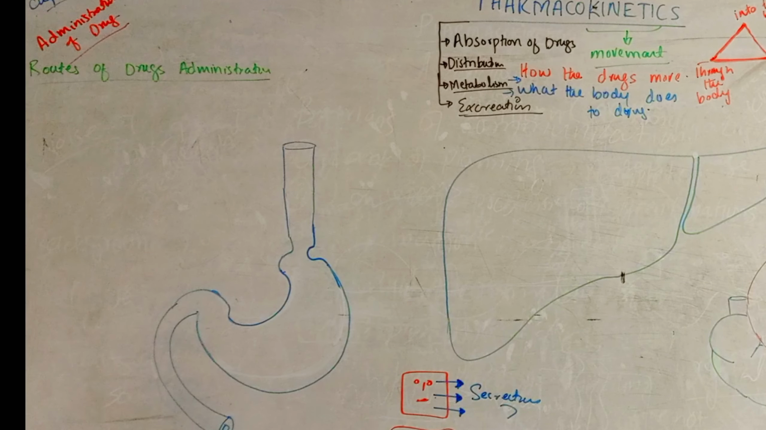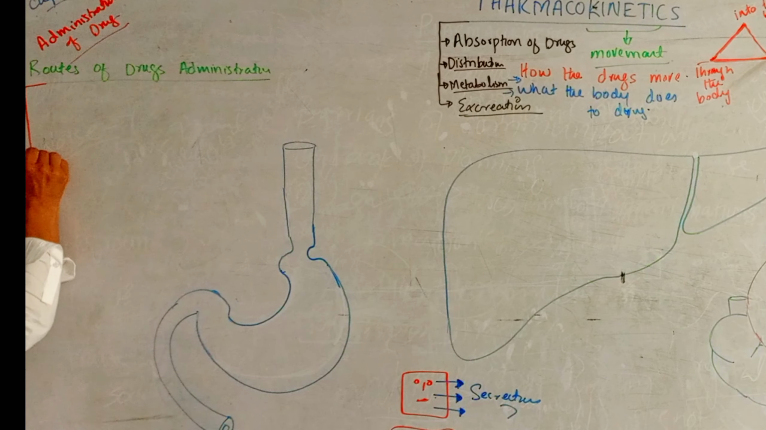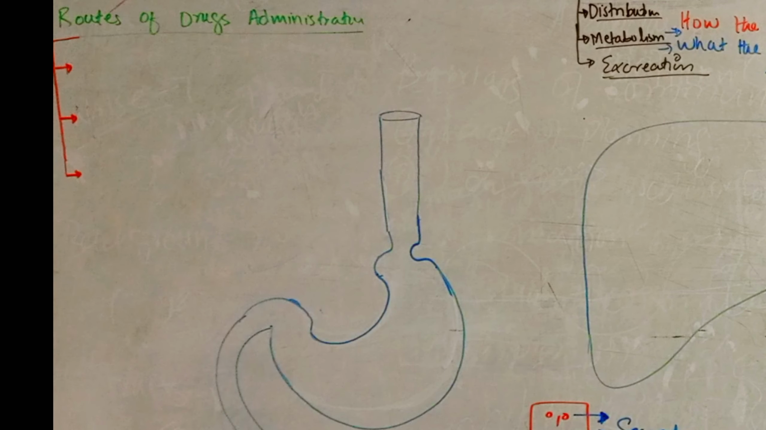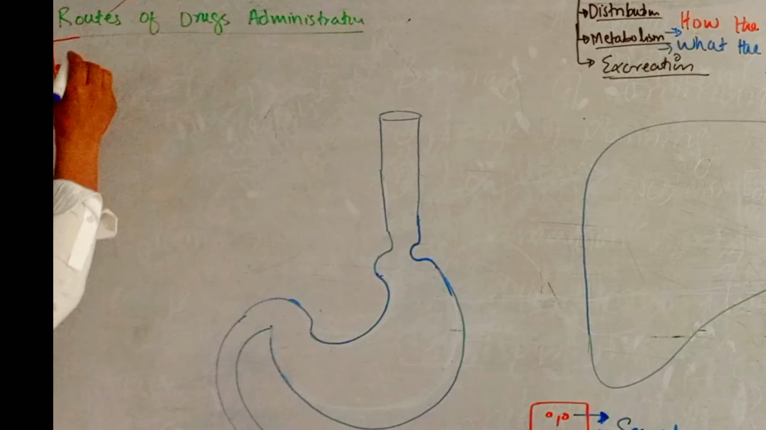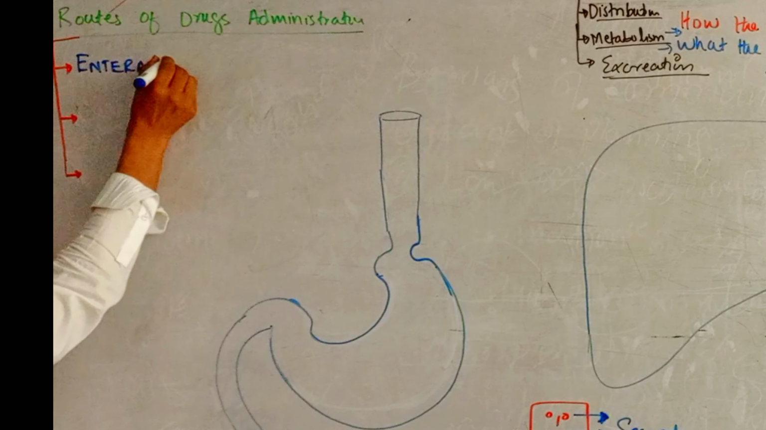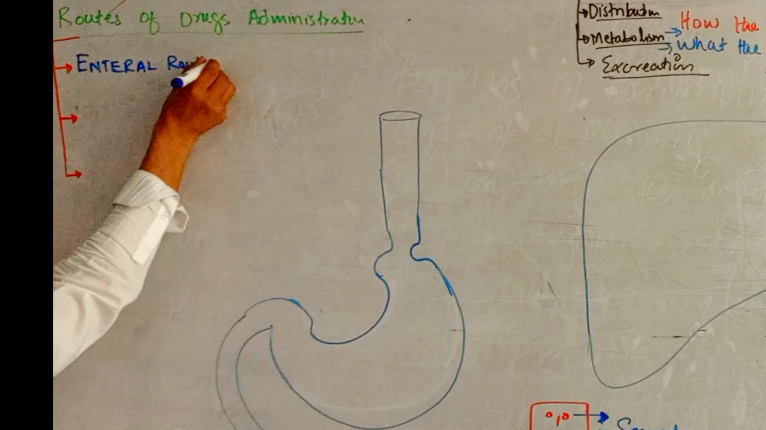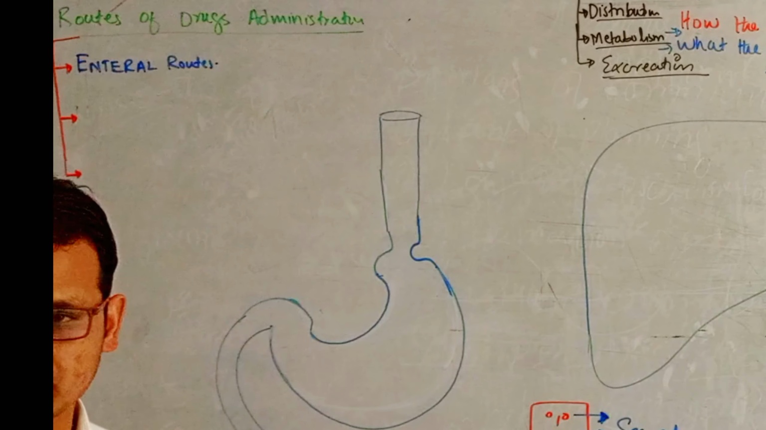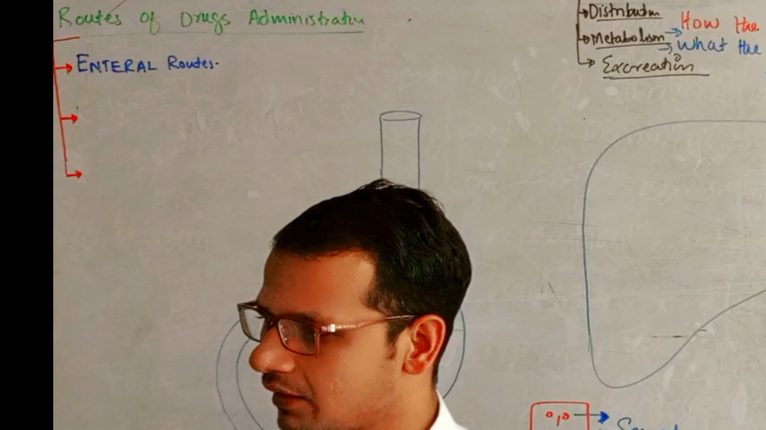Routes of drug administration can be divided into three classes, right? The first one is enteral routes. Any route which is related to the gastrointestinal system is called an enteral route.